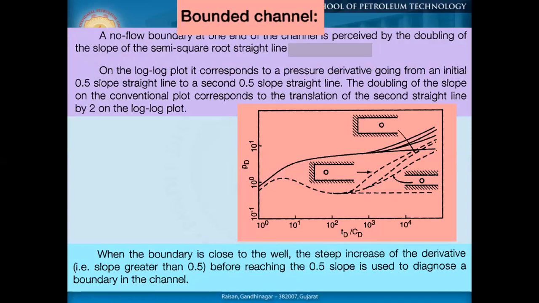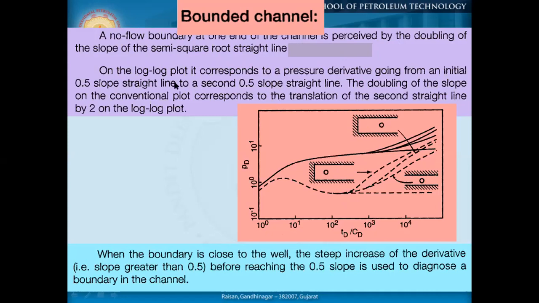Bounded channel means, you see the first case is one where you don't have the boundary. Here you have the boundary, where one boundary is very close and the other boundary is far away. So now what is happening: initially you were getting a stabilization here, which is more or less one part. Now the no flow boundary at one end of the channel is perceived by doubling the slope of the semi-log straight line, as we discussed.